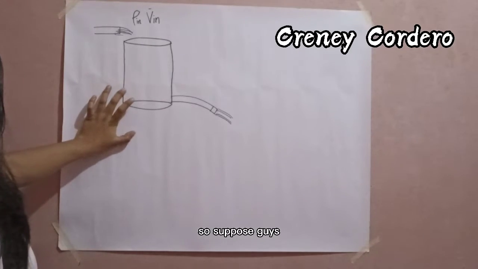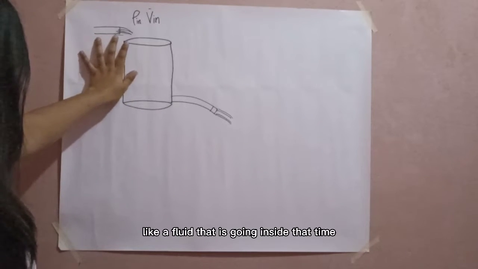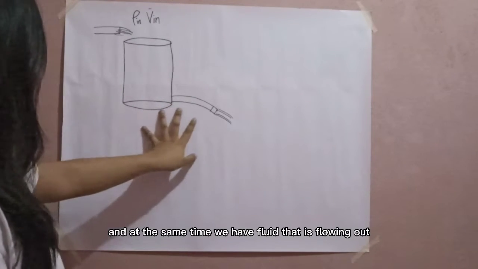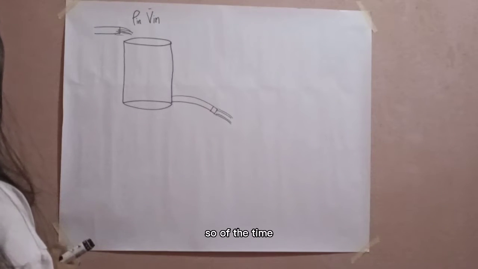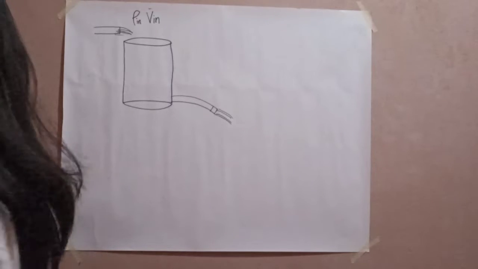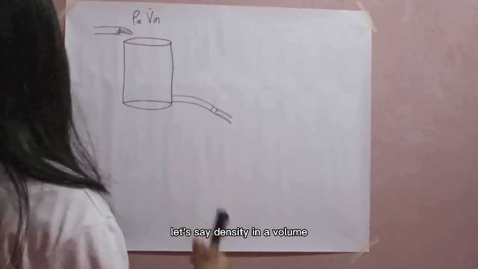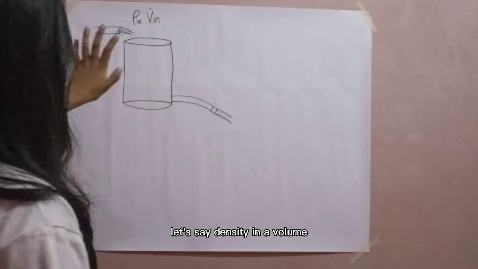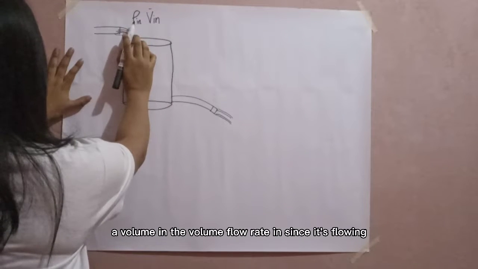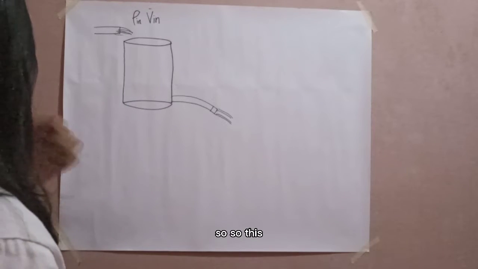So suppose, guys, we have a tank wherein we have a flowing fluid that is going inside the tank, and at the same time we have fluid that is flowing out of the tank. The fluid that is going into the tank has its density. Let's say density in, and this is the volume flow rate in, since it's flowing.